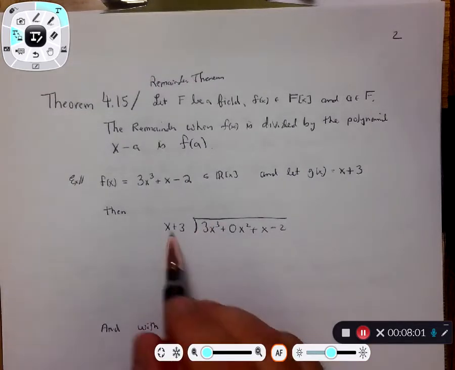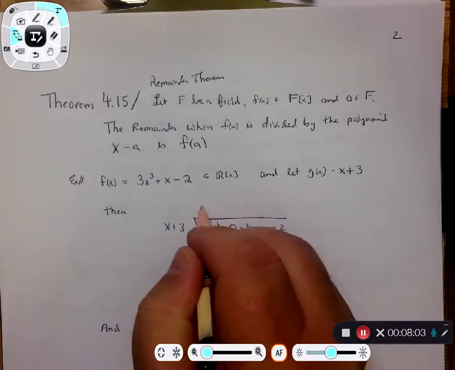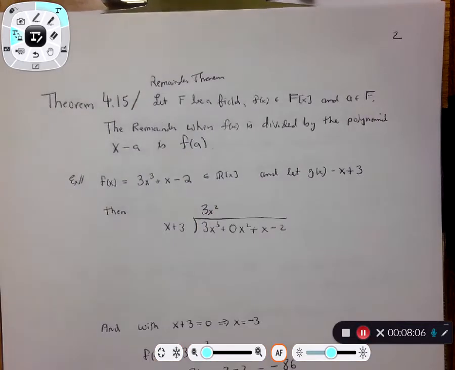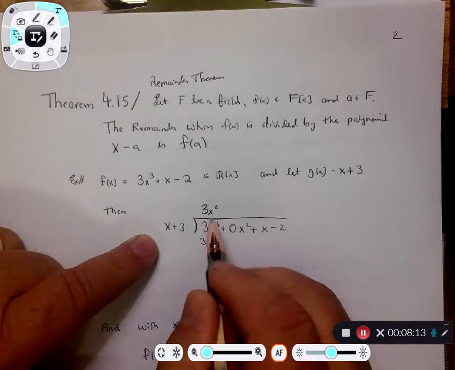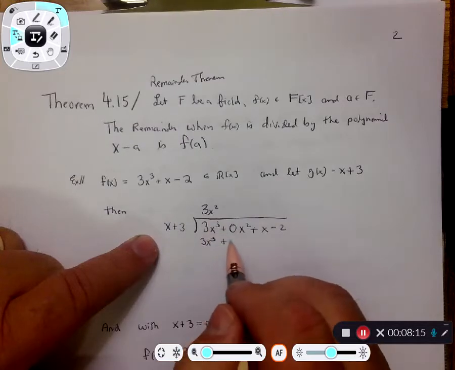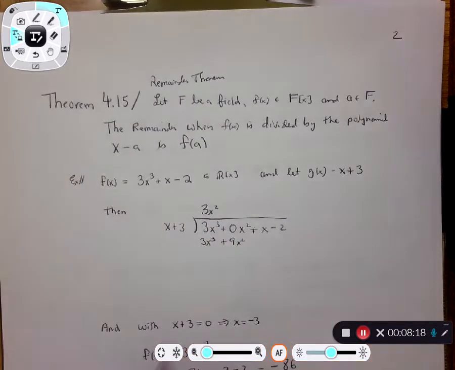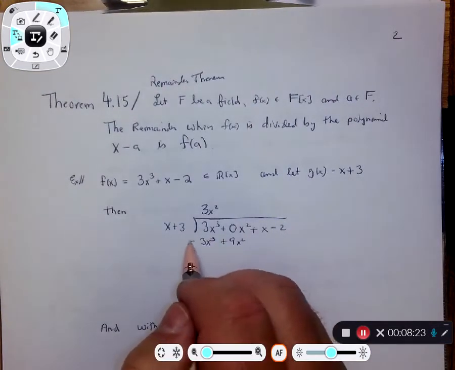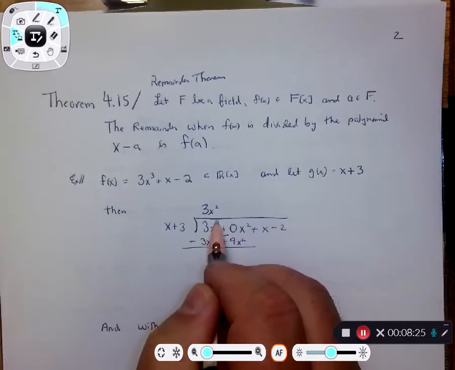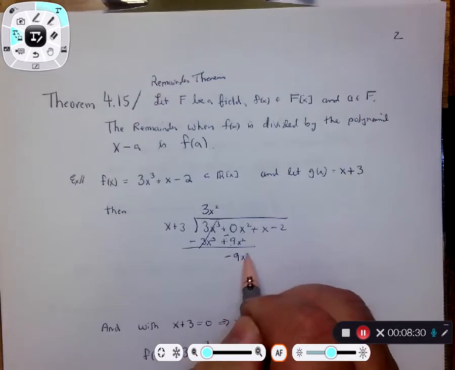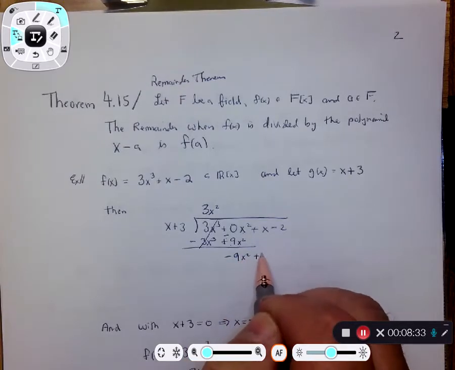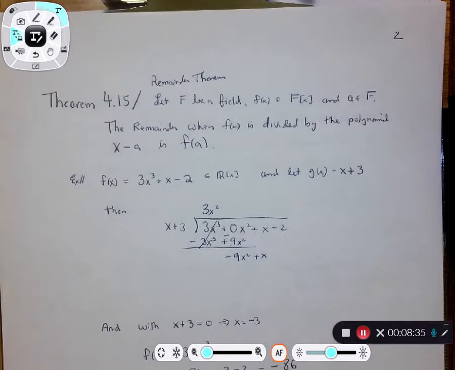Well, what times x is 3x cubed? That would be 3x squared. And then I'm going to distribute. 3x squared times x is 3x cubed. 3x squared times 3 is plus 9x squared. And then after you multiply, you subtract, which changes my signs. First term cancels. 0x squared minus 9x squared is negative 9x squared. Bring down your next victim, plus x, and play the game all over again.